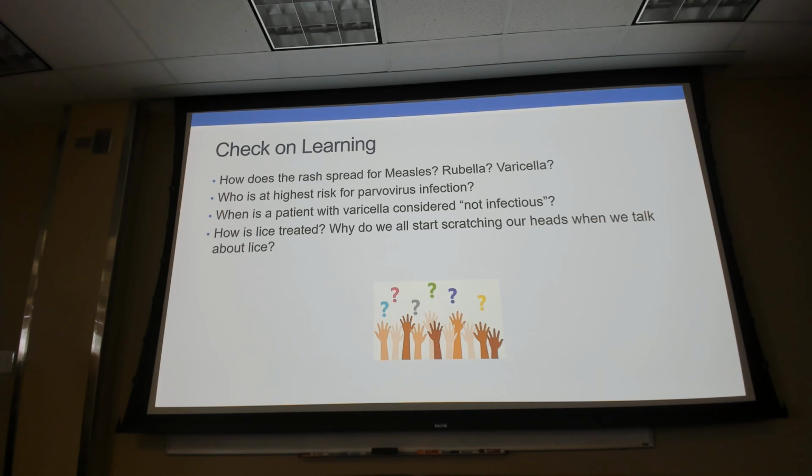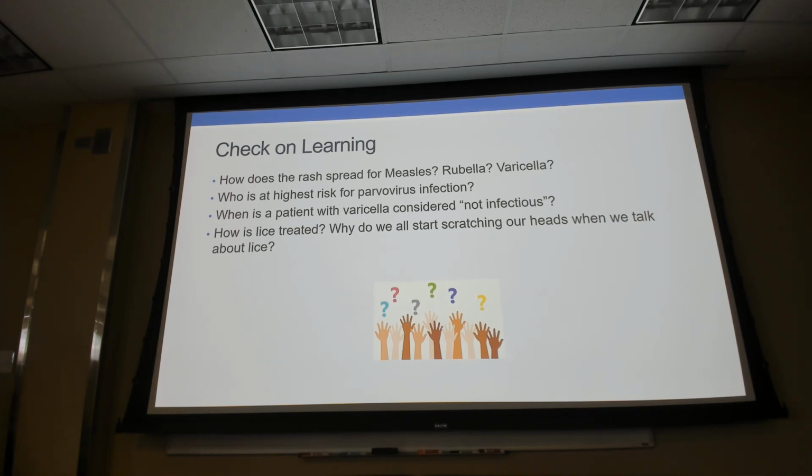Okay, what is your distribution of spreading of the measles rash? Yep, the hairline, so we go particularly from the hairline down. How does it recede? Same way, yep. What about rubella? Face and down, and then how does it recede? Same, face and down. What does varicella do? Where does it start? Trunk and out. Yep.